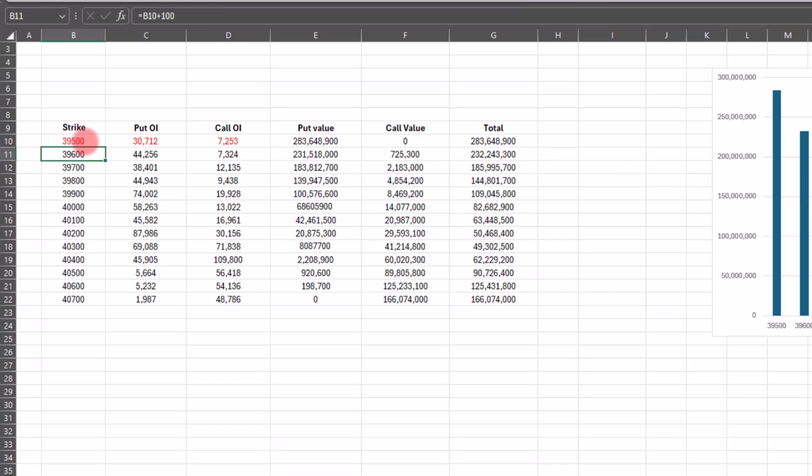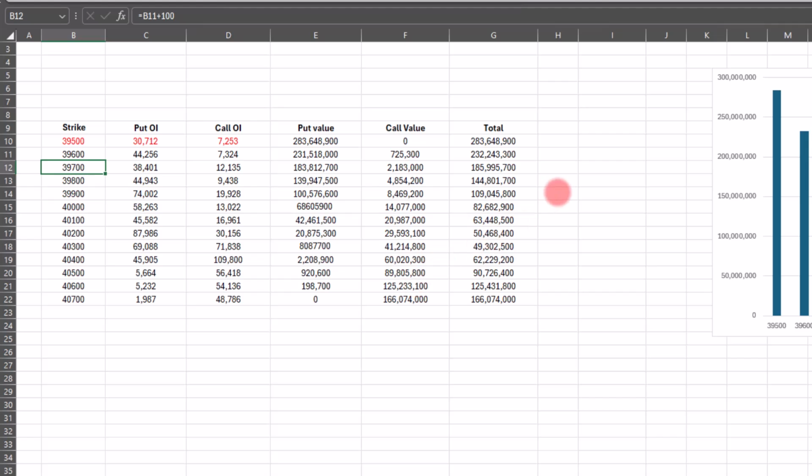All right, so if the market's at 39.5, the 39.6 strike is in the money, right? We're not going to count the 39.5s because, again, they're at the money. They will expire worthless. But the 39.6s are 100 points in the money. The 39.7s are 200 points in the money. How many are at each of these? Well, we've got 44,256 at the 39.6 strike. We have 38,401 at the 39.7 strike, and so on.